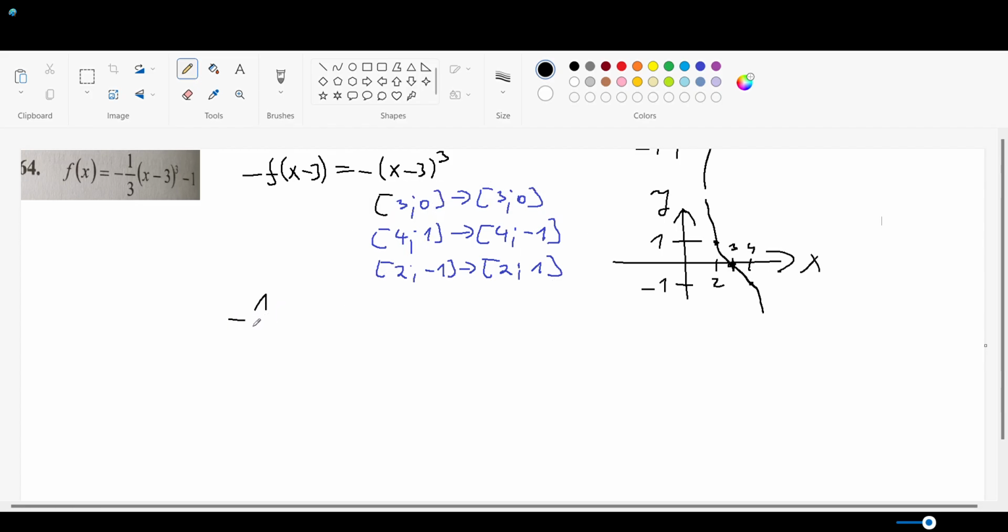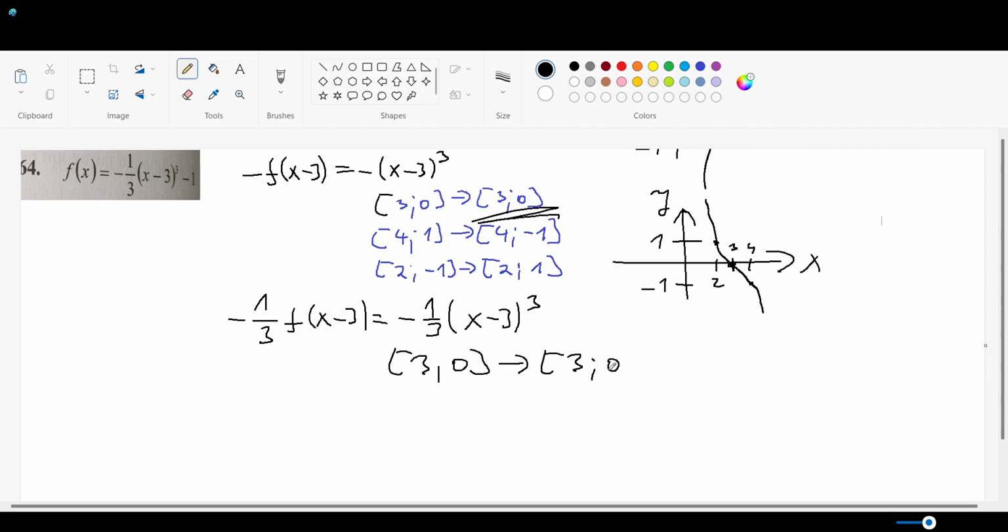So now we will have negative 1 over 3, which basically means we multiply this function by 1 over 3, but we can write it this way, and it would lead to negative 1 over 3 times (x take away 3) cubed. So what will happen to our point 3, 0 from here if we divide it by 3? You are right, nothing will happen. 0 divided by 3 still remains 0.